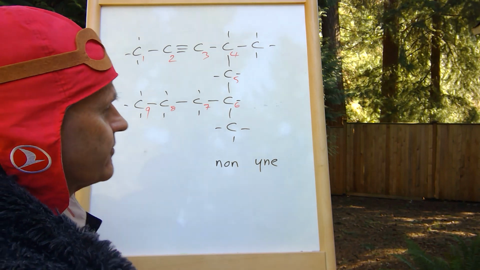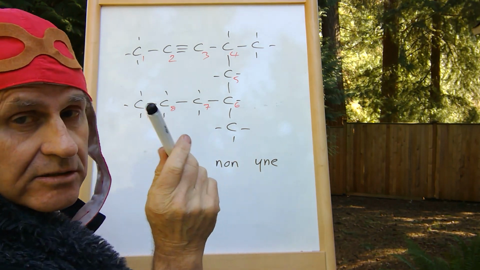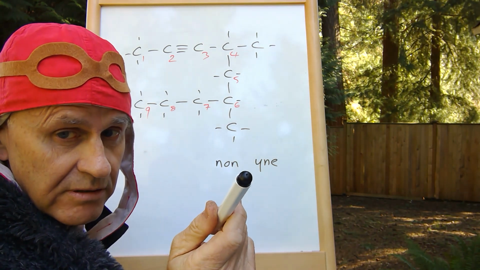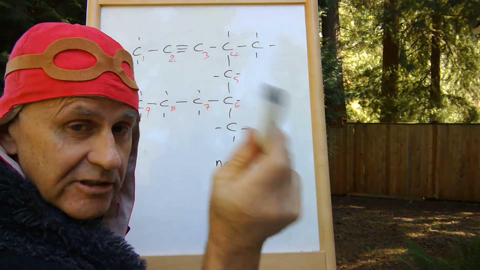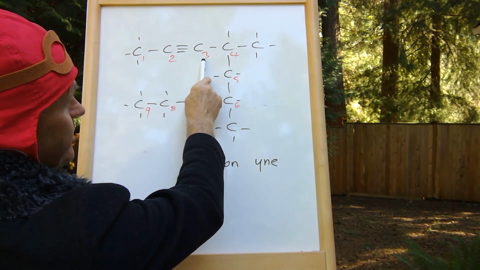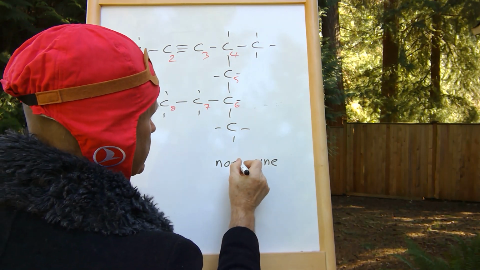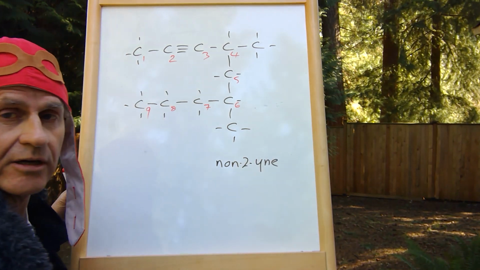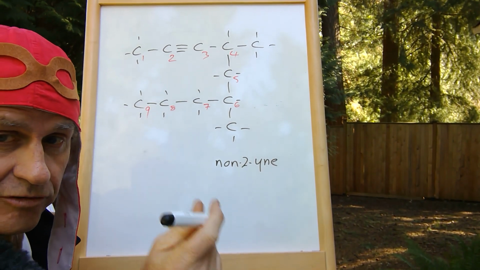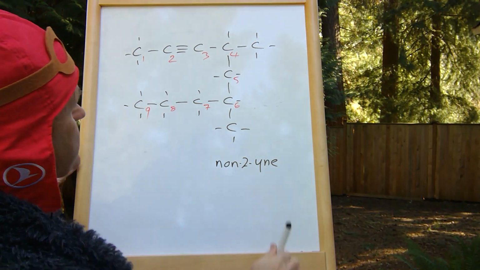Notice once again, I've put a little gap there, because to which carbon atom is the triple bond attached? It's not 3, it's the smallest number, it's 2. There we go. Now let's have a look at the functional groups, the alkyl groups that are attached to it.